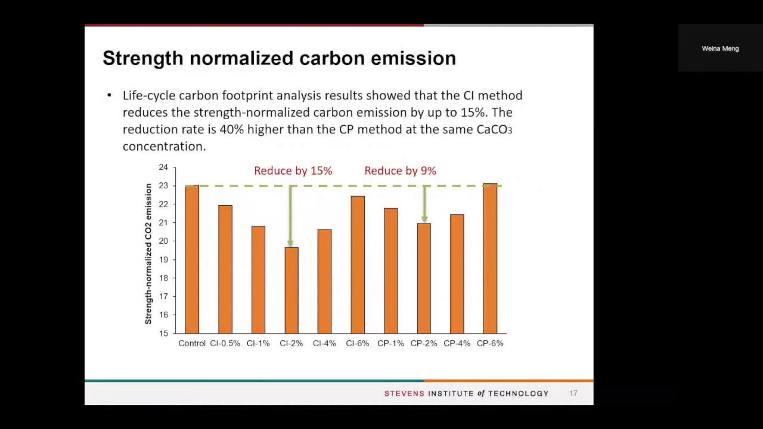What you can see here is that for the CI mixtures with the optimum dosage of 2%, we observed a 15% reduction in the strength normalized carbon emission. So I would say the CI mixtures are better than the CP mixtures at the same dosages.